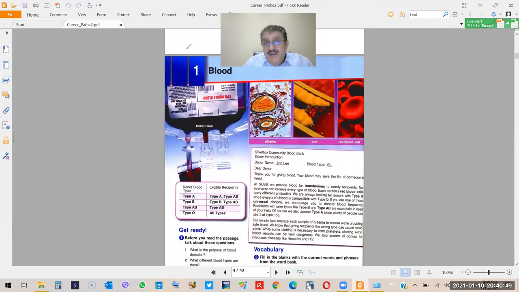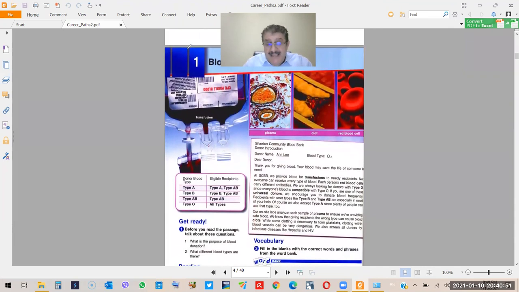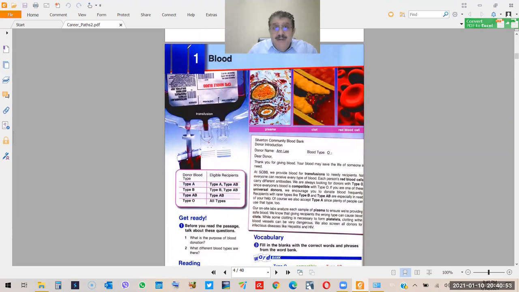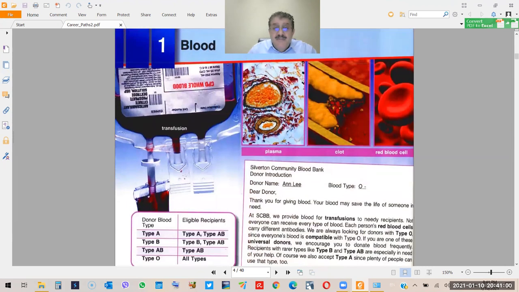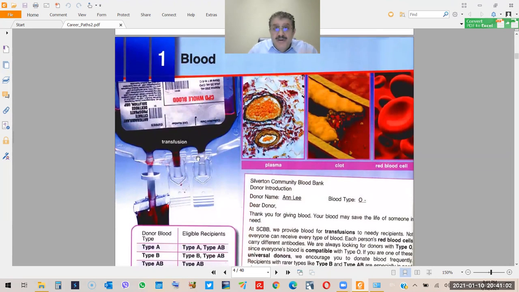The first topic today we are going to talk about is blood. Unit 1 is about blood, and as you can see here in front of you, we have some photos illustrating, explaining some expressions which are really important for the topic of blood.